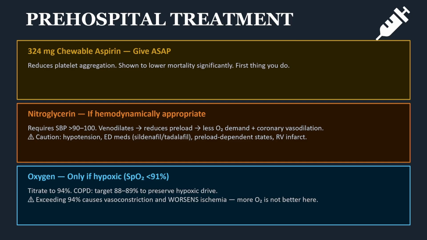Let's take a look at pre-hospital treatments. So there's 3 main things. First, we do 324 milligrams chewable aspirin as soon as possible. It reduces platelet aggregation and is proven to lower mortality. This is usually the first move.